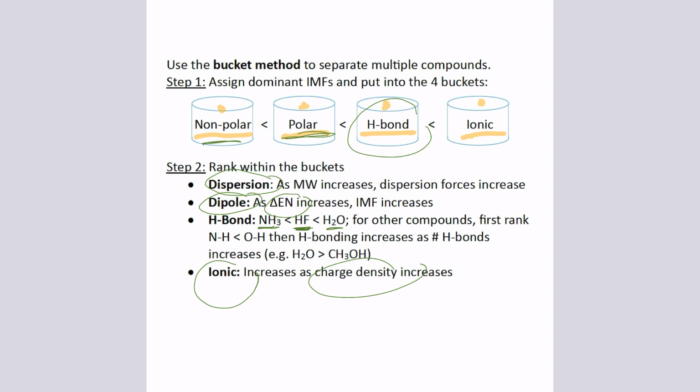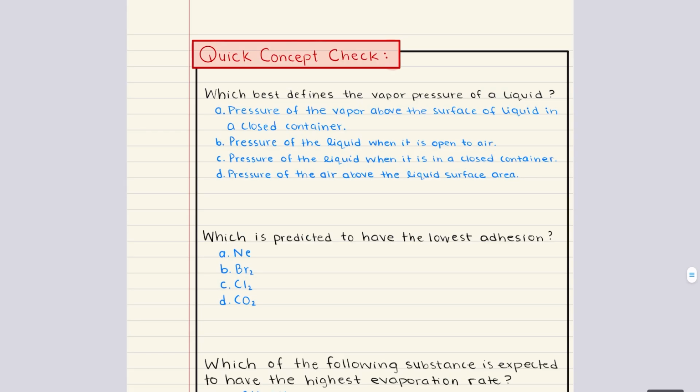So here you want to spend some time going over the rules we covered for lattice energy to help you rank ionic compounds. Now that we have covered intermolecular forces, how to determine the present intermolecular forces in mixtures and how to rank them, as well as physical properties for liquids, let's jump into a couple of practice problems. This first one says, which best defines the vapor pressure of a liquid?